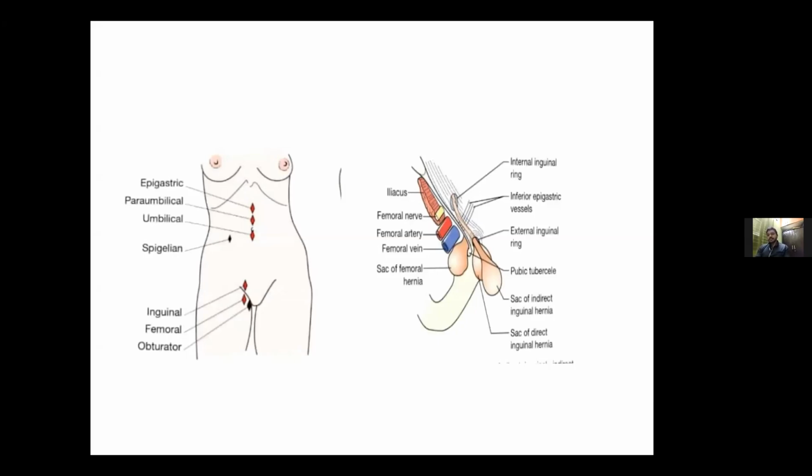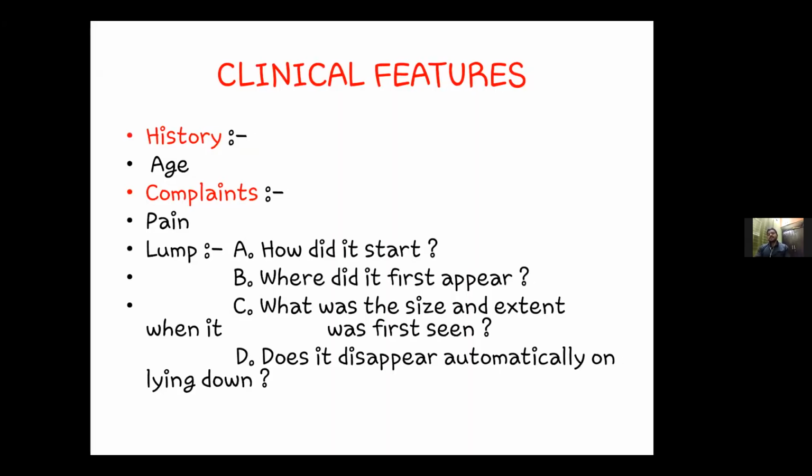This picture shows a rough idea about the location of the groin hernia, in which we can notice the inguinal hernia, femoral hernia, and obturator hernia, which are very close to one another. So I'll start with the clinical feature.